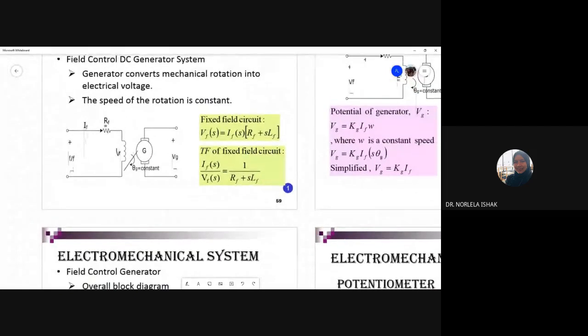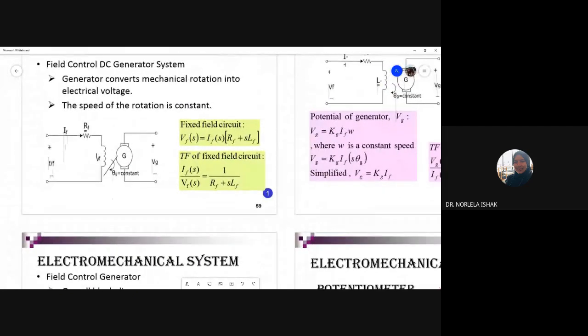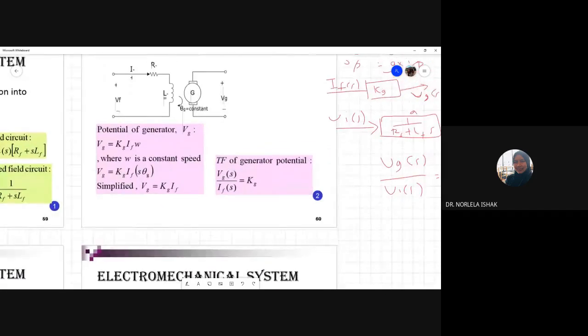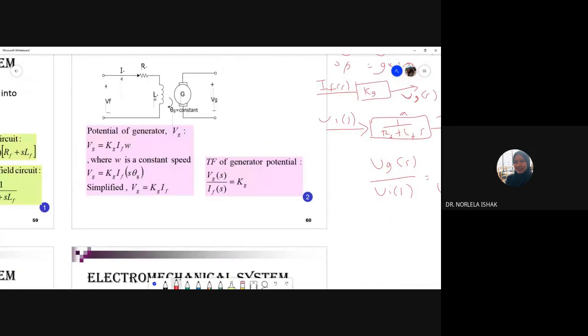This one. When current goes through the generator, it converts mechanical rotation into electrical voltage. So there you come up with the voltage, right? So you can derive apa? Apa yang you boleh derive dekat water generator ni? VG kan? Potential of generator. VG, right? From the example.